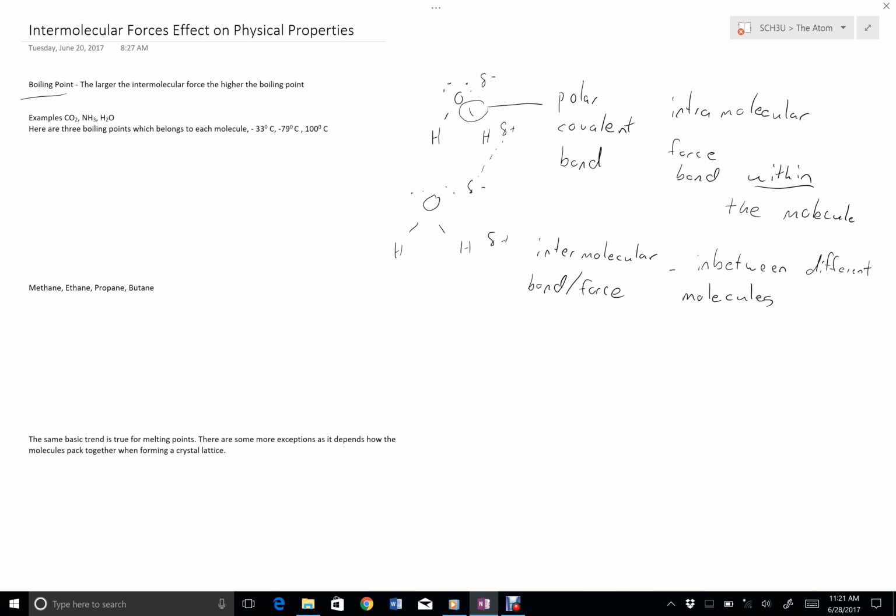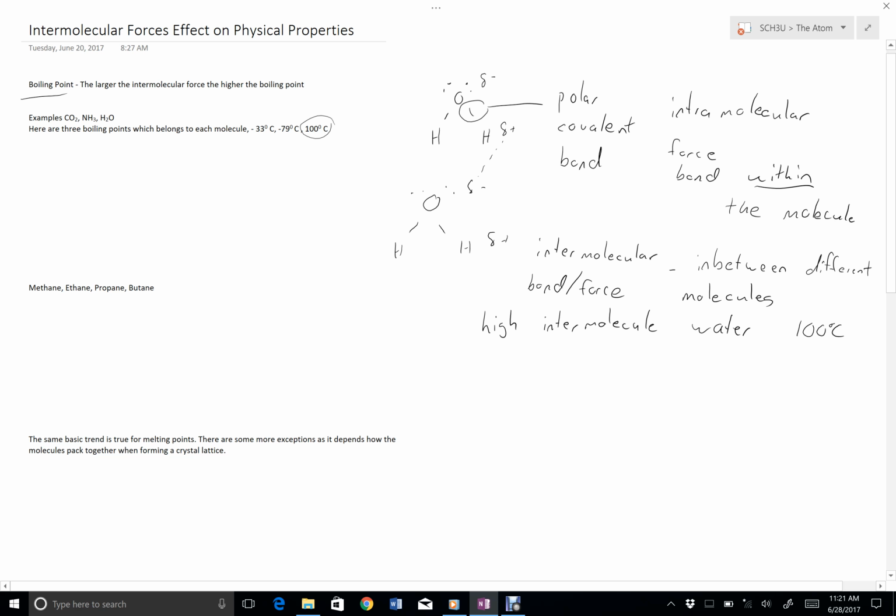So we have a few substances here. We have CO2, NH3, and H2O. We've talked about all those substances a bit now. And we've got three boiling points. So which one goes with which? Well, first of all, as seen here, H2O has a strong dipole-dipole interaction. They're very polar, and so this intermolecular force is quite high. So then we're looking for the highest of the boiling points here. So this one would be water at 100 degrees Celsius.